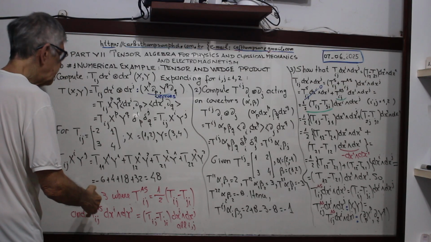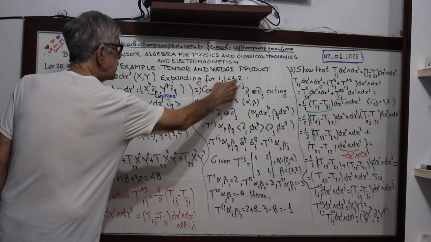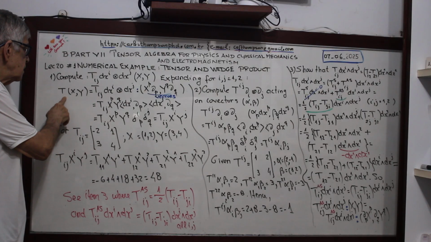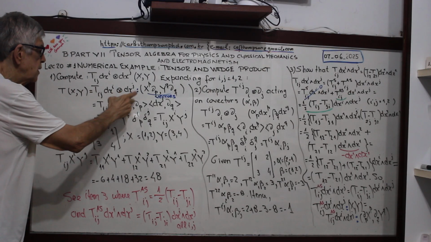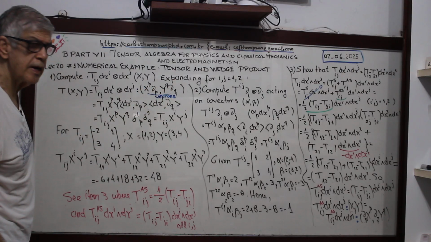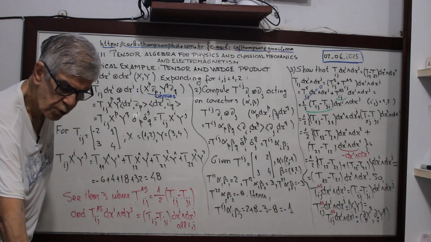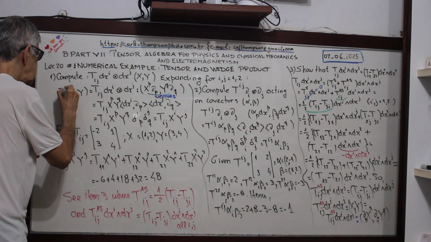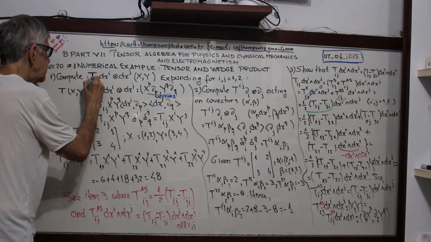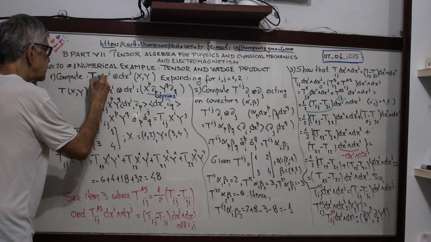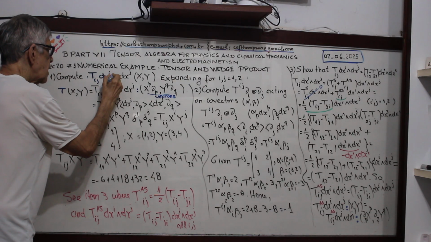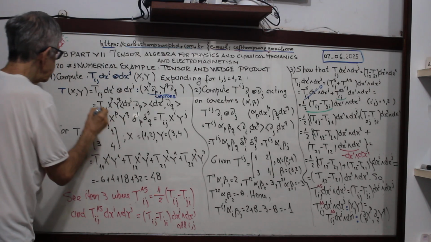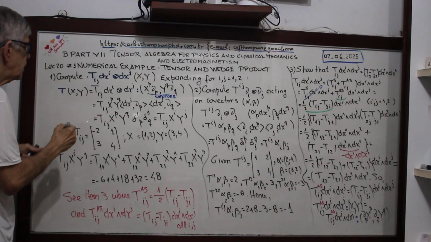Now, this here, I will expand for i, j equal 1 or 2. So T acts on these pairs of vectors. You see, that's important here. This is a T over here, okay? This is T over there. This is the dx^i, this dx^j. You see, the blue one is over there.